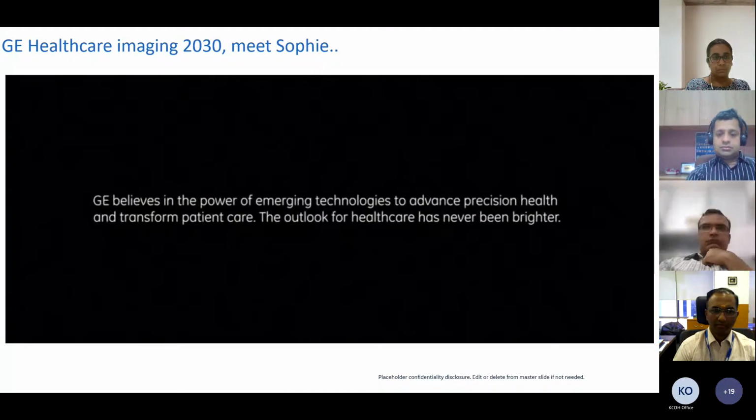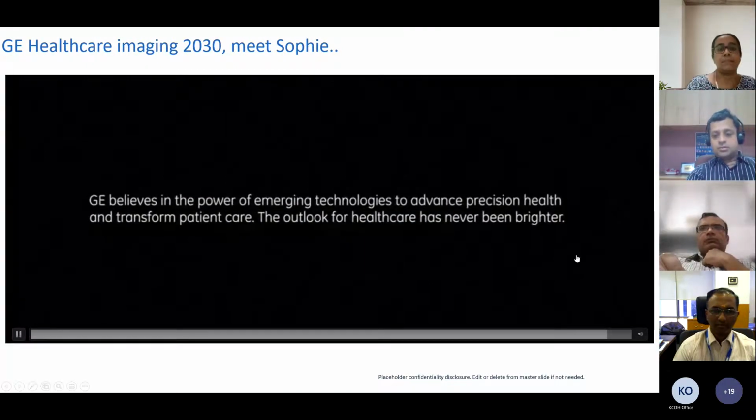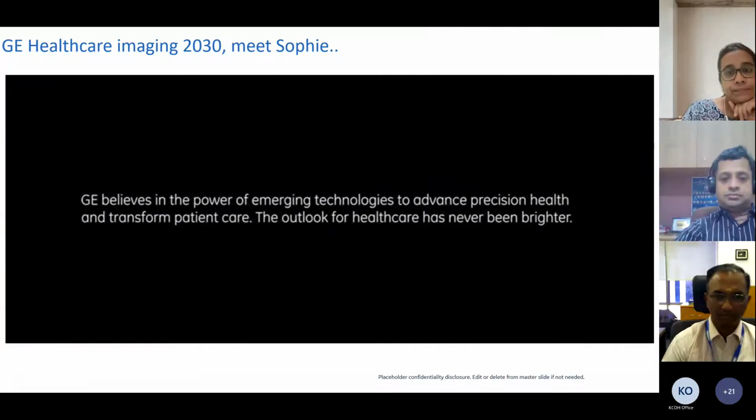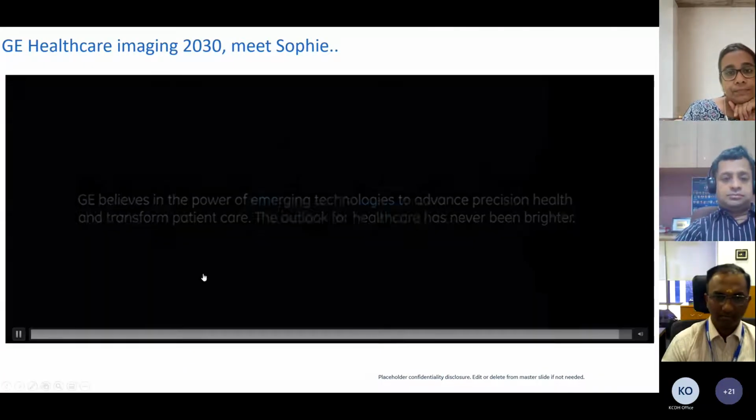GE believes in the power of emerging technologies to advance precision health and transform patient care. The outlook for healthcare has never been brighter.